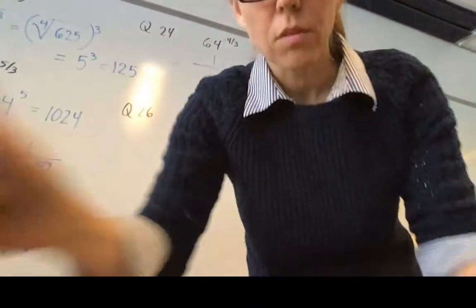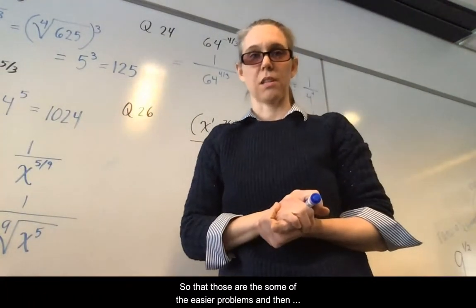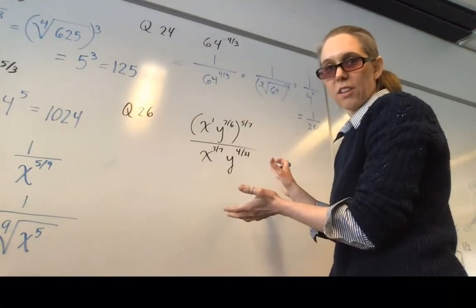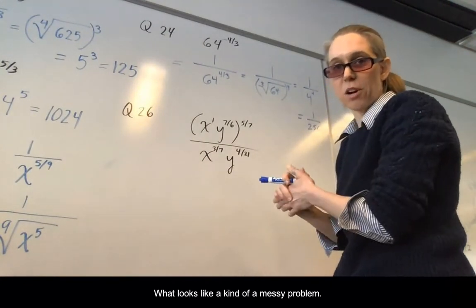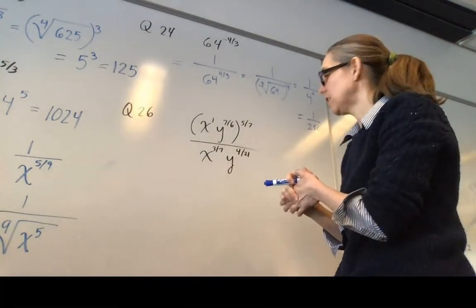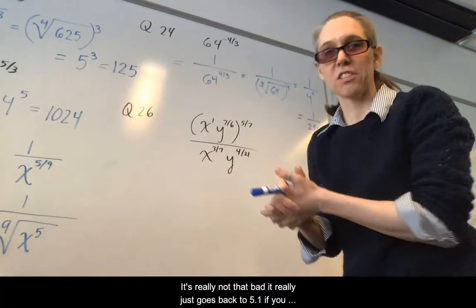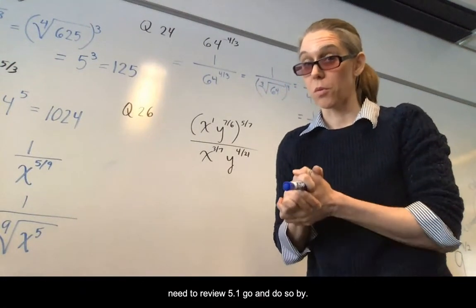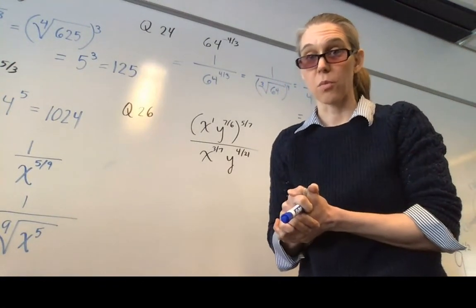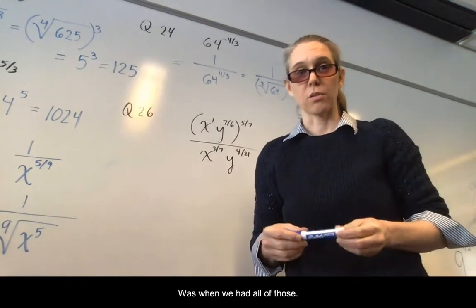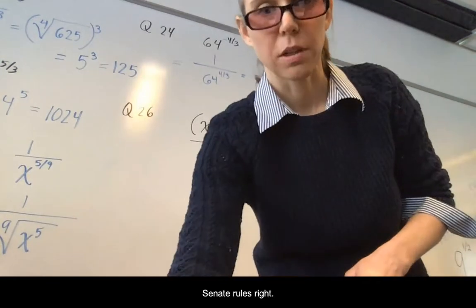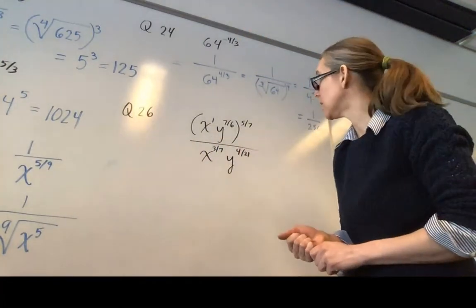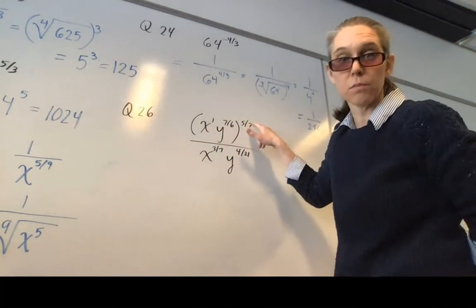Okay, so those are some of the easier problems, and then what I have here is what looks like a kind of messy problem. It's really not that bad. It really just goes back to 5.1. If you need to review 5.1, go and do so. 5.1 was when we had all of those exponent rules, right? Okay, so what I have here is the power rule.